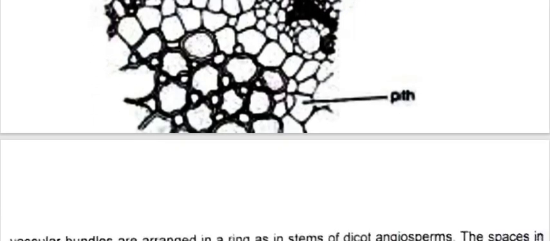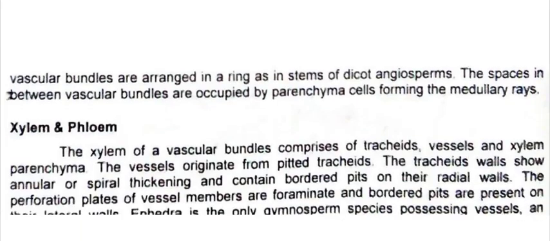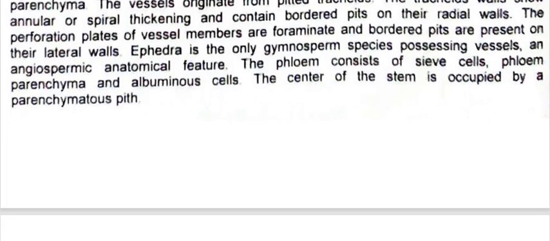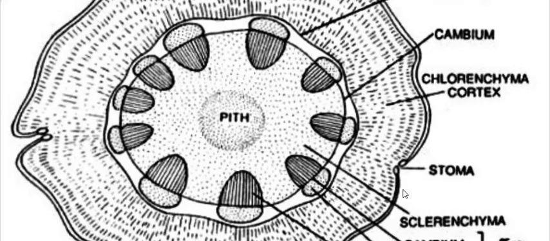In these vascular bundles cambium is also present, and these vascular bundles are present in the form of a ring, and between the two vascular bundles the spaces occupied by parenchyma cells form the medullary rays. This is vascular tissue. Vascular tissues are in the form of vascular bundles. These vascular bundles are arranged in the form of a ring.